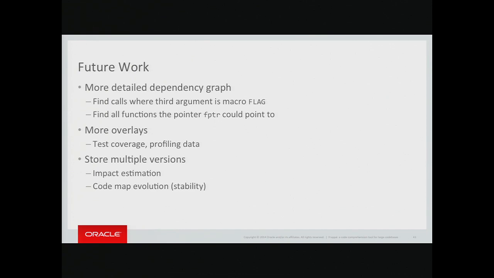As I was mentioning, more overlays. And also store multiple versions. So here, everything you're seeing is just one snapshot of the code. When you're dealing with code changing over time, we'd like to be able to do something with impact estimation of a change set. So if you've actually changed the code, showing which parts have been added, removed between the two versions, and also the effects of those, so you can help at code review time.